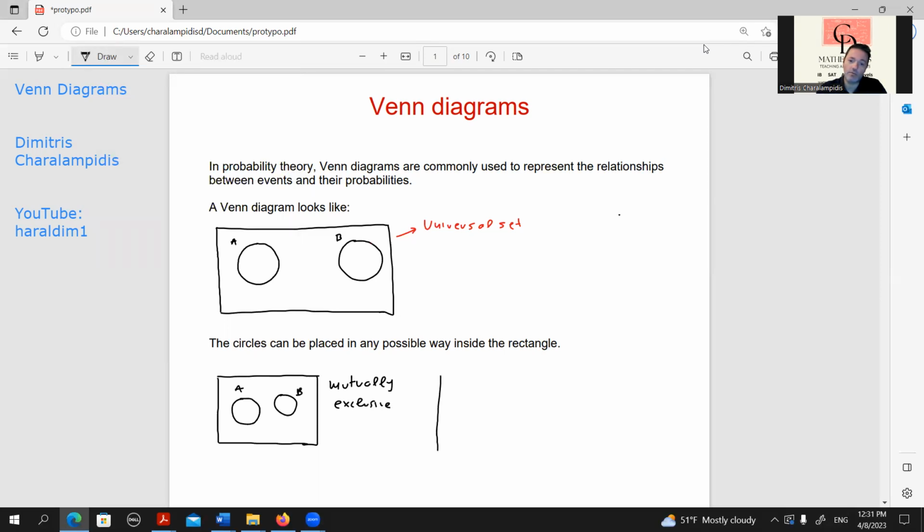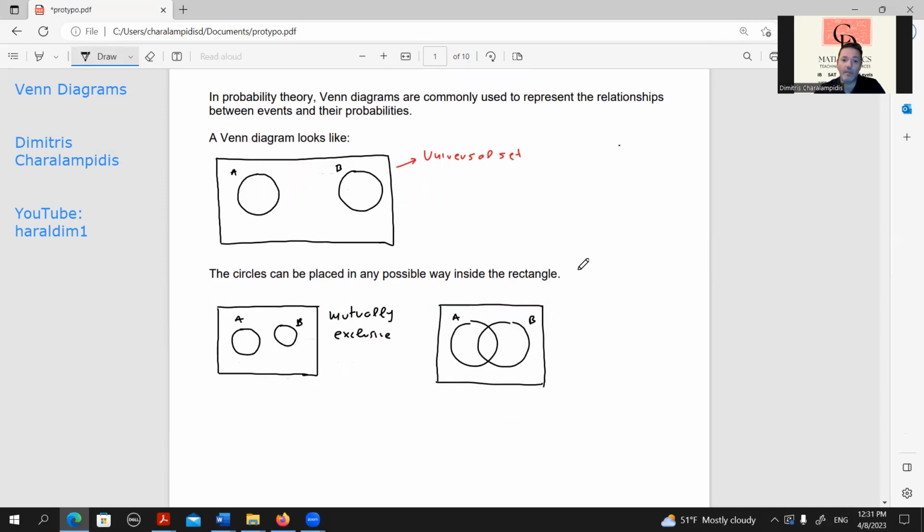They can also intersect. They could be, for example, like that. Here we have A, and here we have B. These two circles intersect, have common parts. Or they could also be one inside the other. Assuming that this is A, we could have this being B.